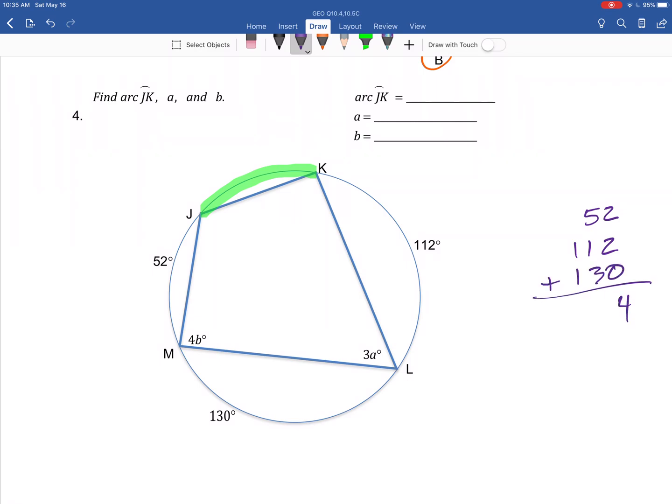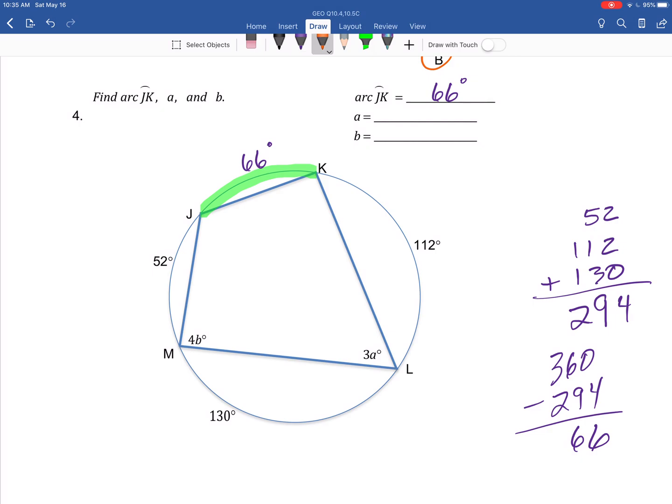Let's see what we got. That's going to be 294. Let's take it away from 360. 360 minus 294. What's that, 66? There you go. 66 degrees. That's our first answer. Arc JK, 66 degrees.